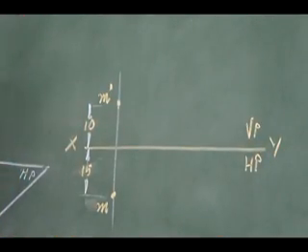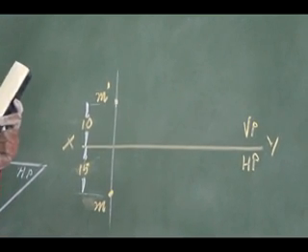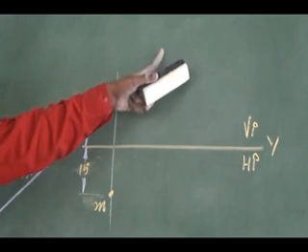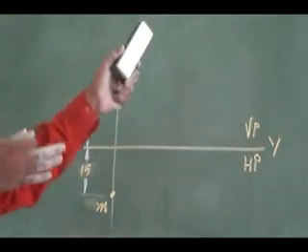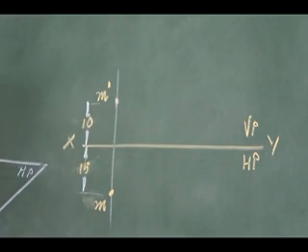13 mm in front of VP, right? See here, this projection, since the line is inclined to HP and parallel to VP, I will obtain the true inclination and true length on VP. Okay, true inclination and true length.